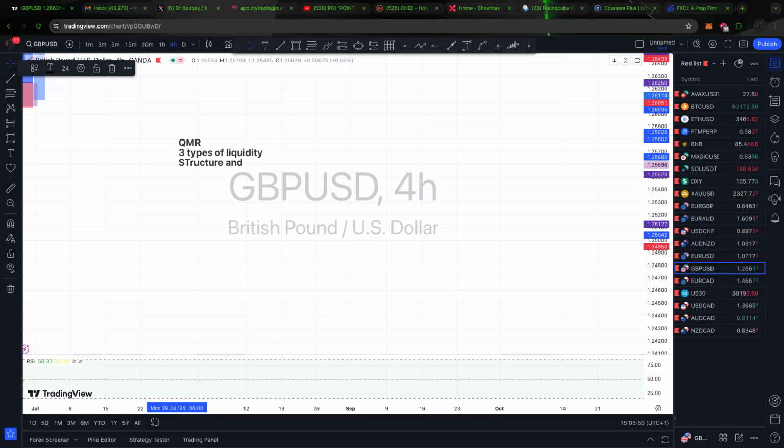Okay, and POI. Okay. This new keyboard is something else.